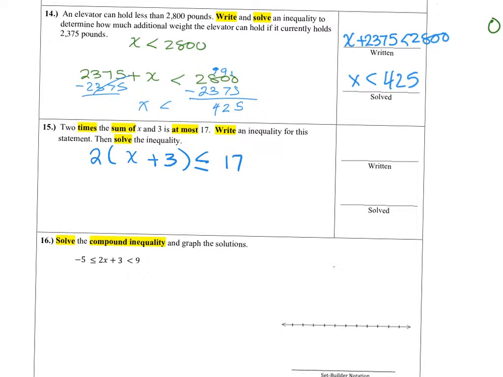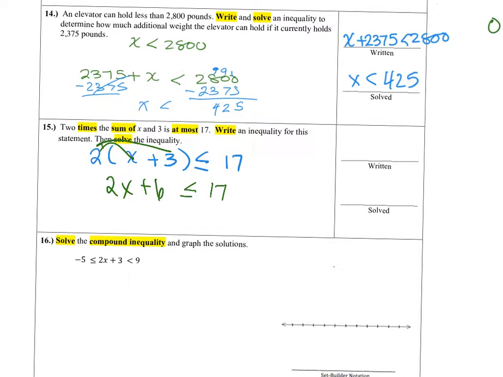And then, go ahead and solve it. And you do, so then it's 2x plus 6, or 3, plus 6 is less than or equal to 17.